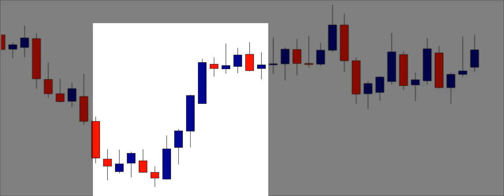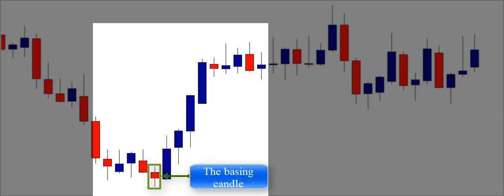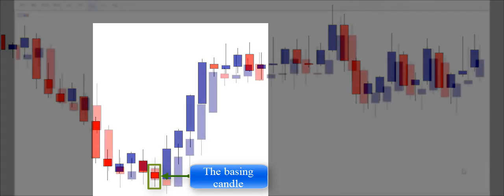Alright, look at this example of a demand zone. As you can see, this is a demand zone. The basing candle is this one, this doji candlestick, because it is the last candle that was formed before the strong move up. So when drawing the demand zone, we will take this candle into consideration. So in general, when drawing a supply or demand zone, we take the basing candle into consideration. And the basing candle is the last candle that is formed before the strong move up or down.